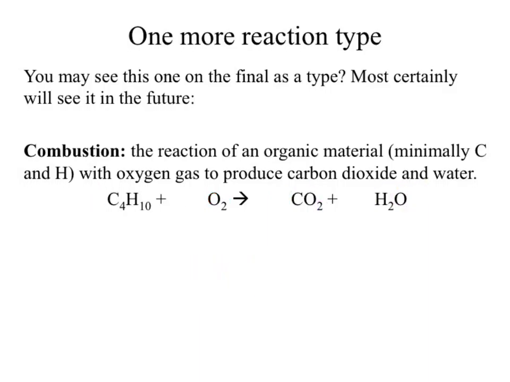Carbon. How many carbons on each side? 4 on the left and 1 on the right. That doesn't balance, so what do we need? I need to put a 4 in front. Okay. Now what do I balance? Hydrogen. How many hydrogens on the left? Hydrogens on the right. 2. How do I make the 2 become 10? Multiply by 5. I need to multiply by 5, so I'll put a 5 out front, and this becomes 10.